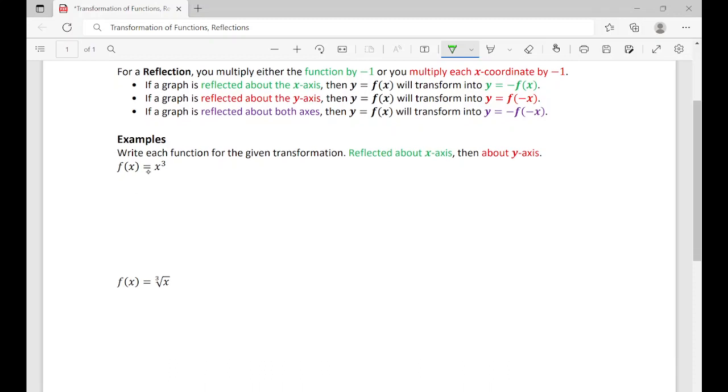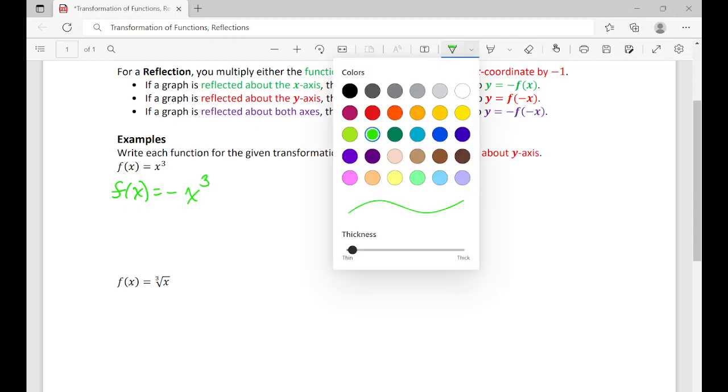So we're going to take each function and we're going to rewrite it with the given transformation. One being reflected about the x-axis and one about the y-axis. So to do for the x-axis, all we're going to do is just put a negative in front of the function itself. So it's going to be negative x cubed. And that's it.